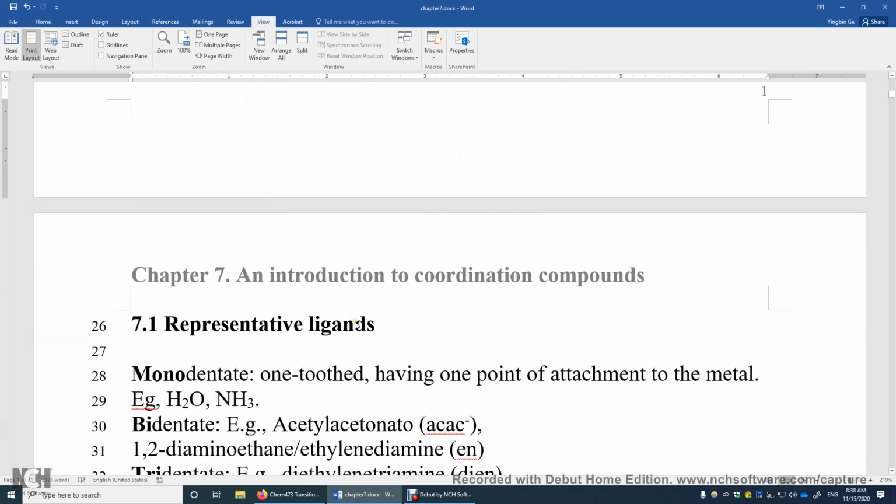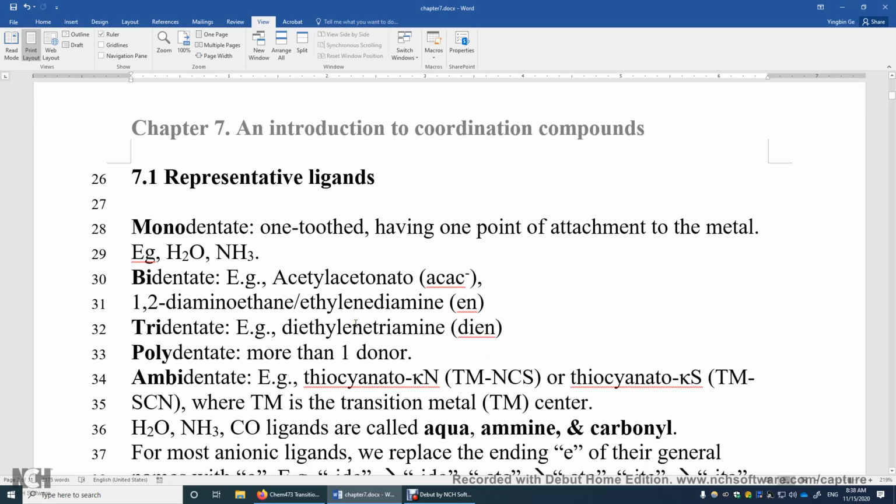So first, Section 7.1, Representative ligands. There are all different kinds of ligands, and we can categorize them by the number of points of attachment to the metal. For example, we have monodentate ligands, bidentate ligands, and tridentate ligands.